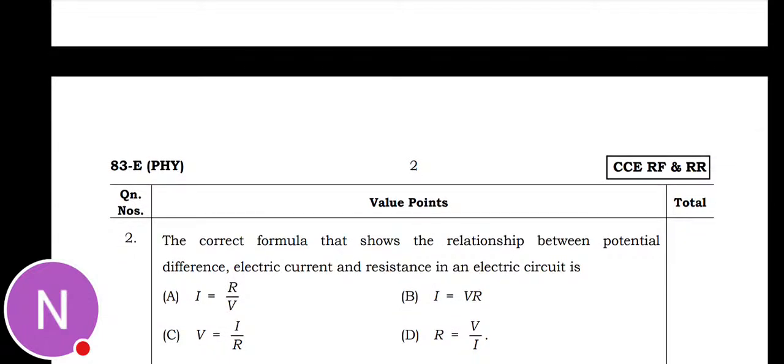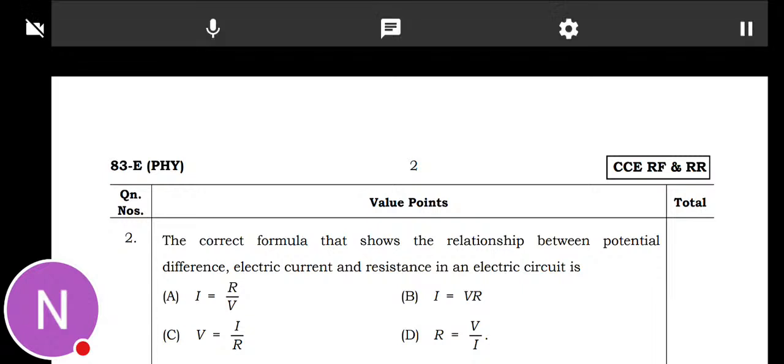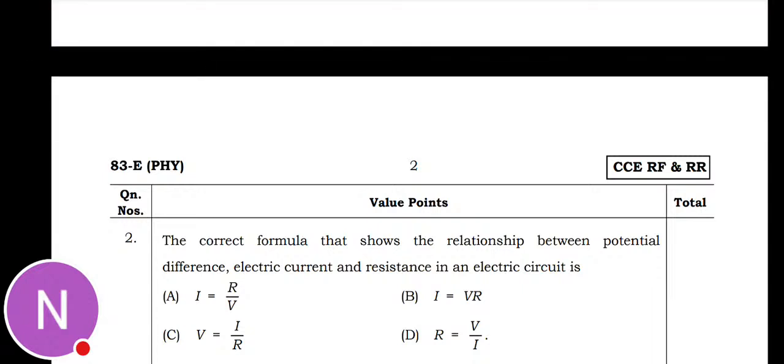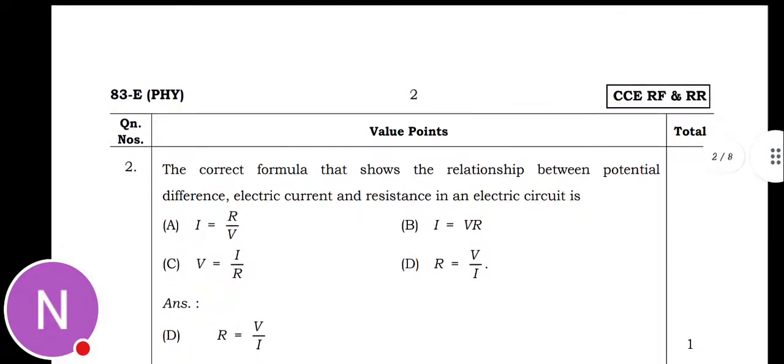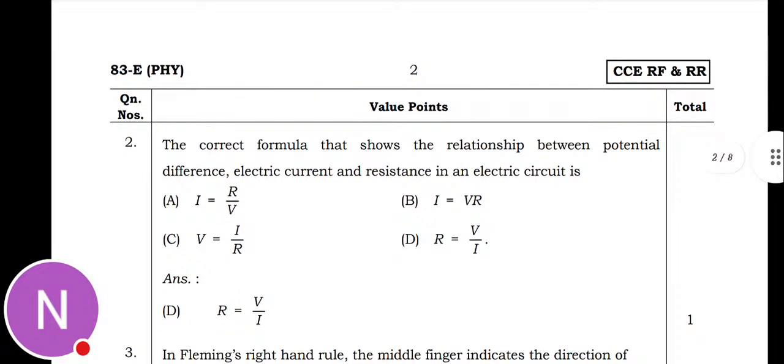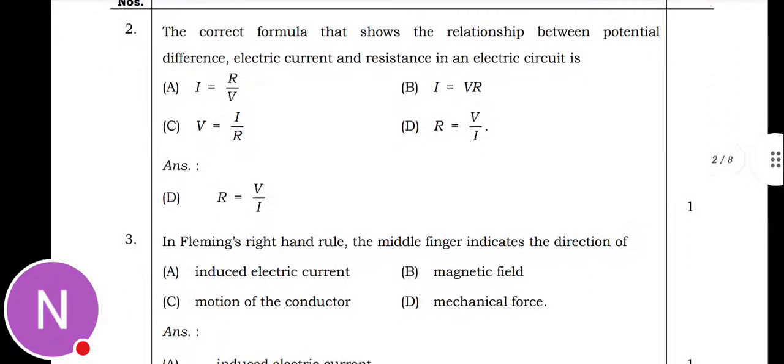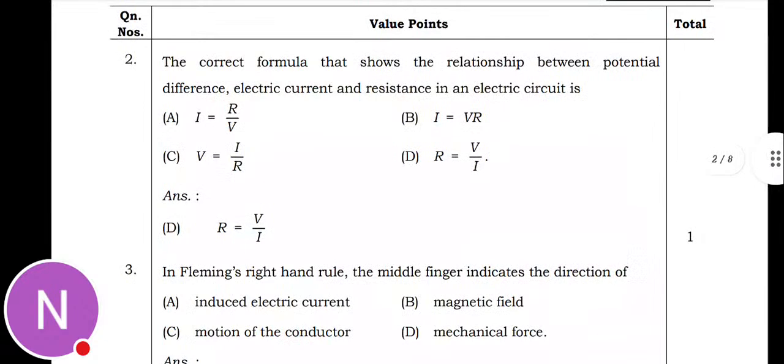We have to find the correct formula that shows the relationship between potential difference, electric current and resistance in an electric circuit: I is equal to R by V, I is equal to V by R, V is equal to I by R, or R is equal to V by I. So I think option D, R is equal to V by I, is the answer for question number 2. Next, moving on to question number 3.